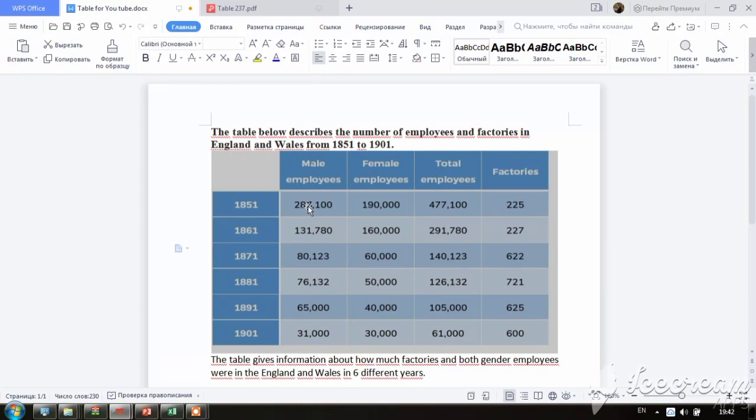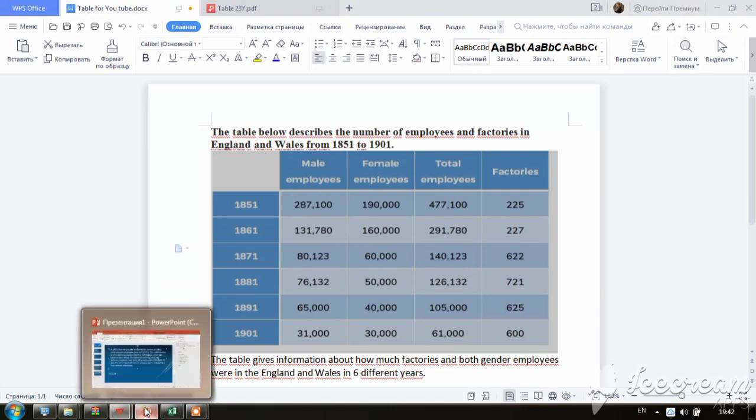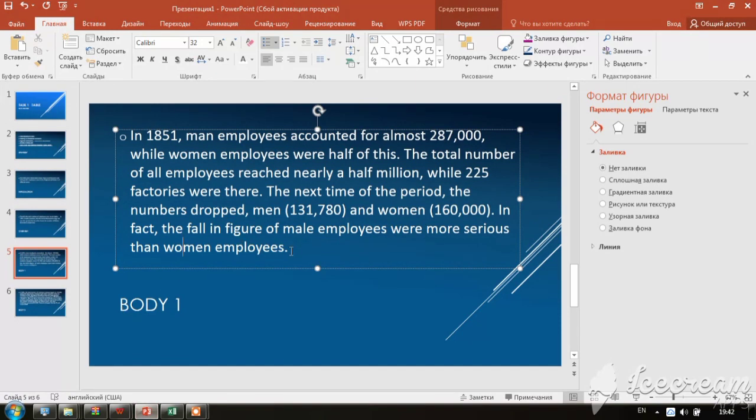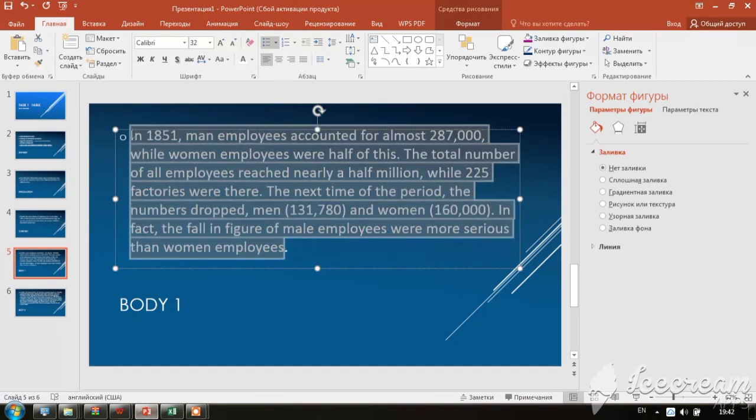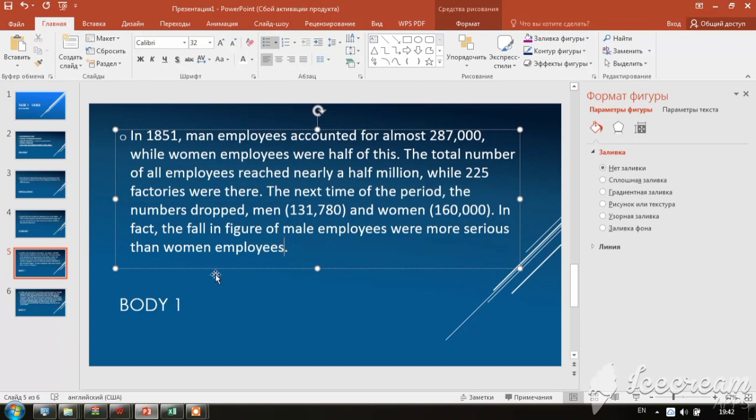You can see male employees, their number dropped by nearly half, almost 100,000, and females just 30,000, and male drops are much higher.